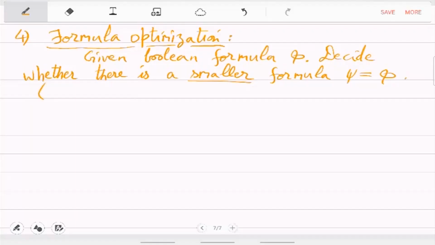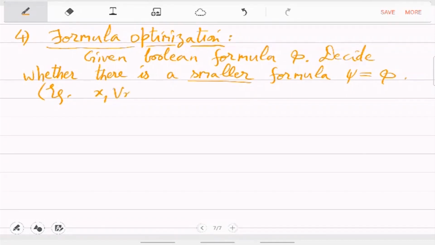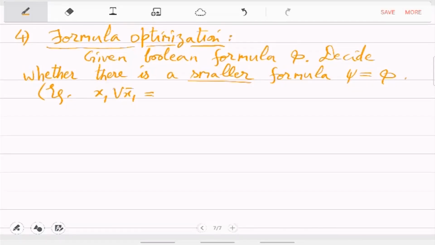It may happen that, for example, let's see this. You have something like x1 or x1 bar. This is a formula, but this is always true. So this can be replaced by 1. So you don't need this long expression x1 or not x1. You can just simplify it to 1. So in that sense, can phi be simplified to a smaller formula psi?